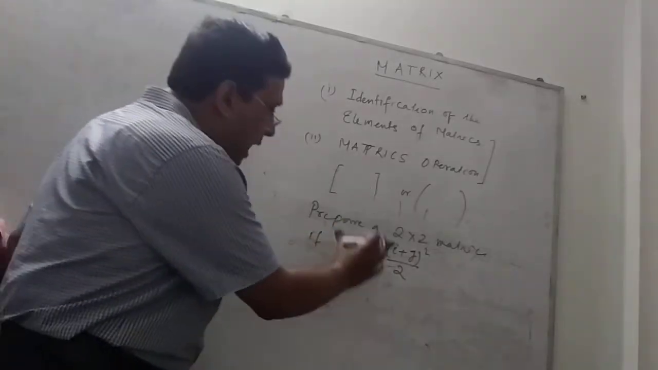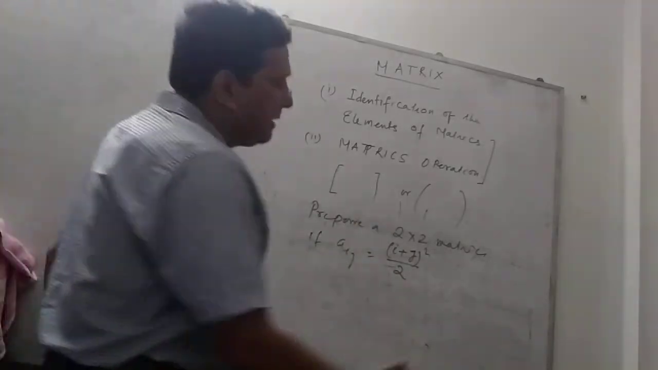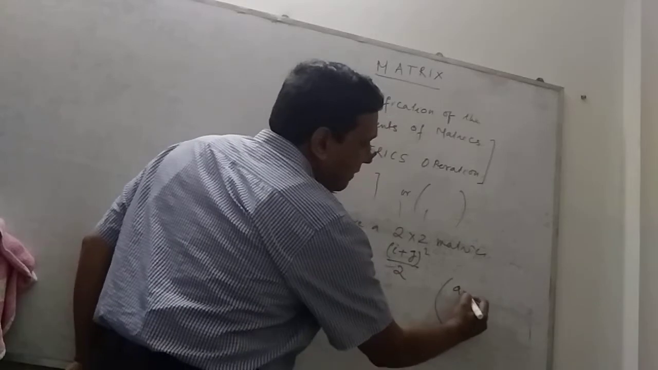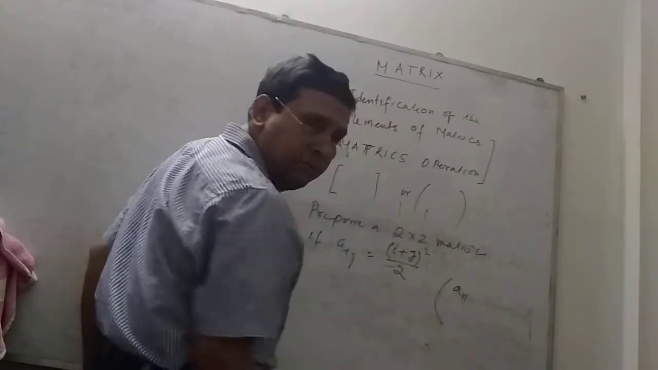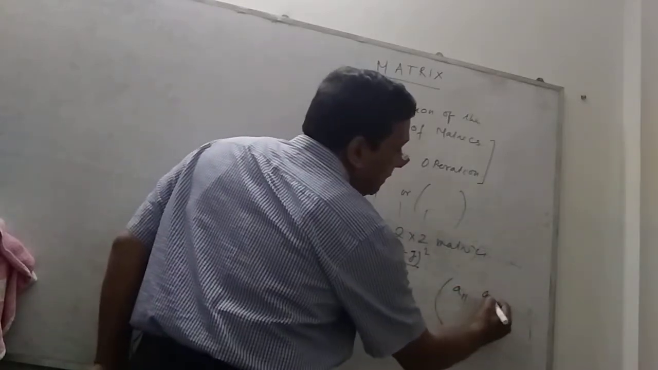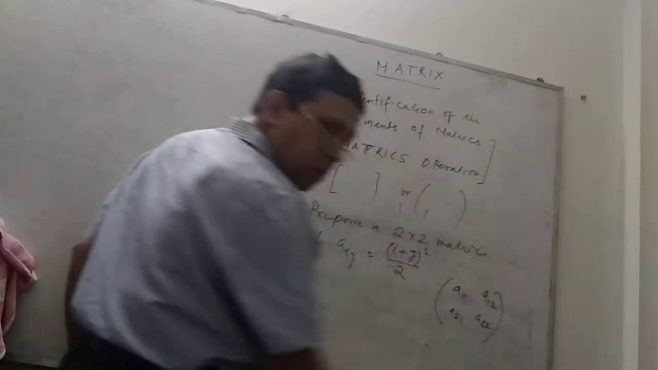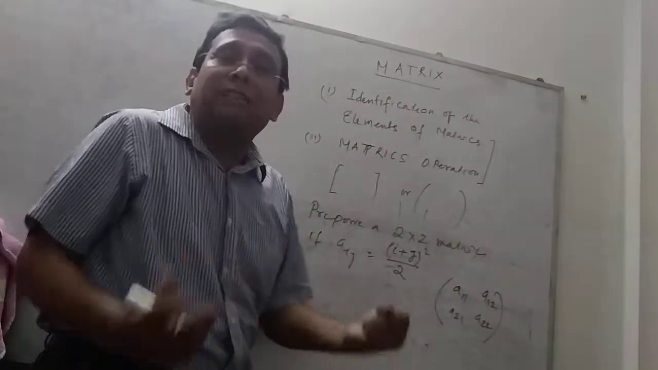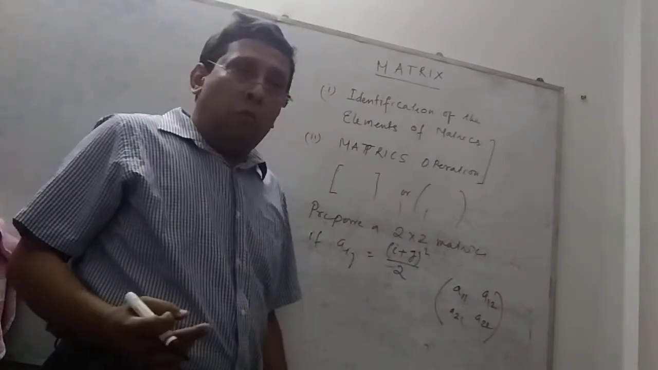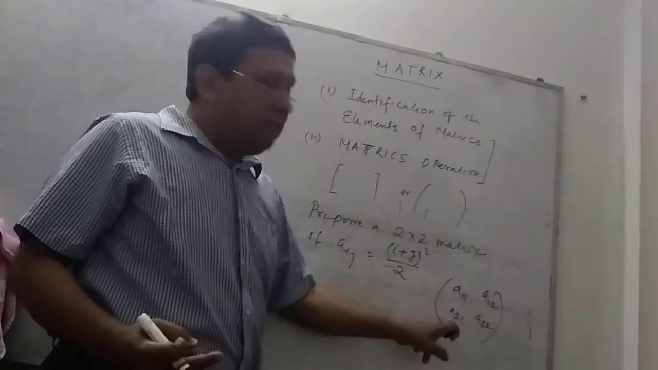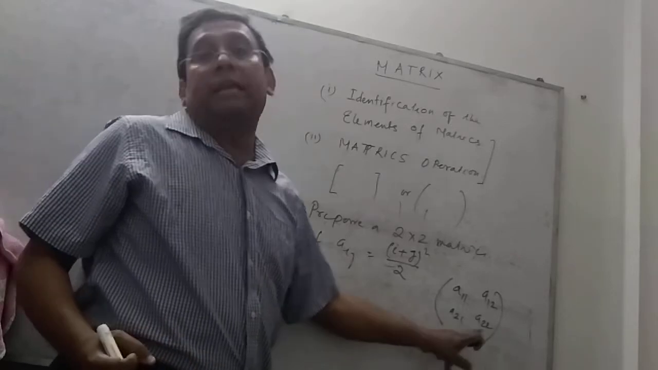So before I construct the matrix, if I write the scheme of the matrix, so this is a 2 by 2 matrix. So this should be A11, this is A12, this is A21, and this is A22. So I have to know basically what is the value of A11, what is the value of A12, what is the value of A21, and what is A22.